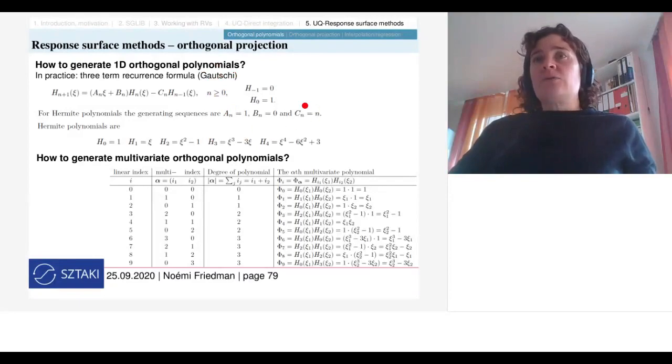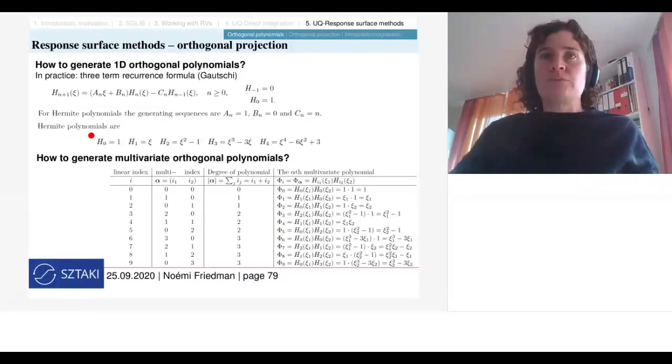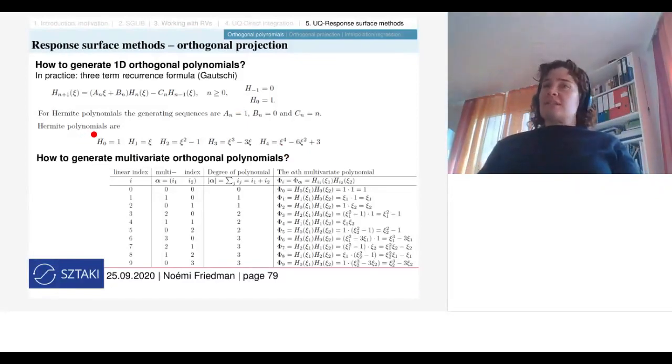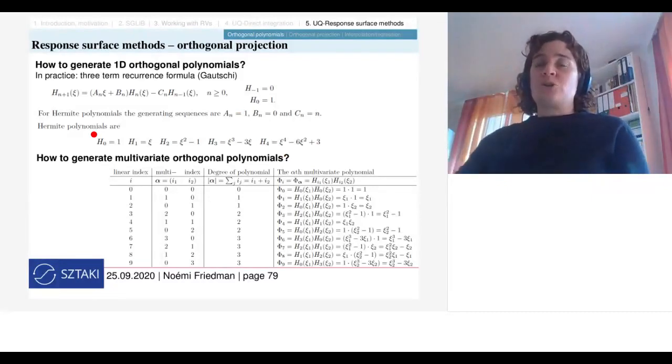You can find that for a specific weighting function, what those A, B, C terms are, and for Gaussian, this is just 1, 0, and n, and then you get as many Hermite functions as you need. Okay, so this is how I get my orthogonal basis for approximating the solution.